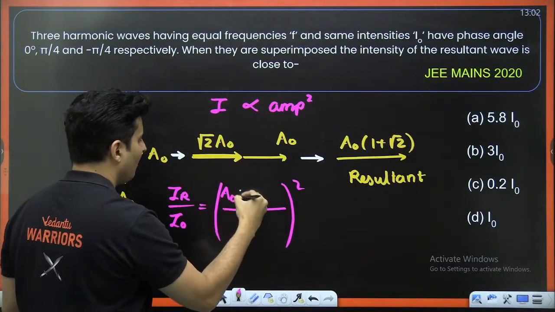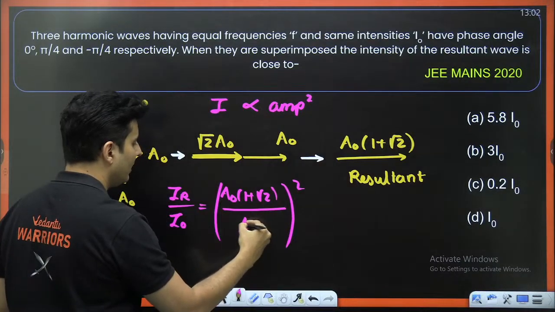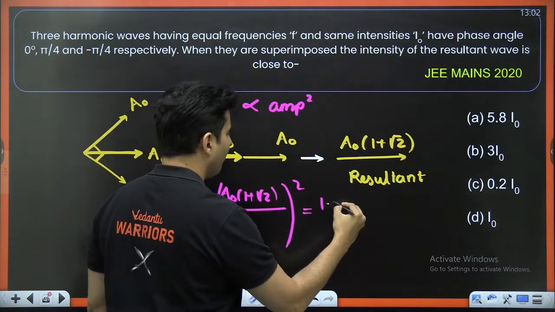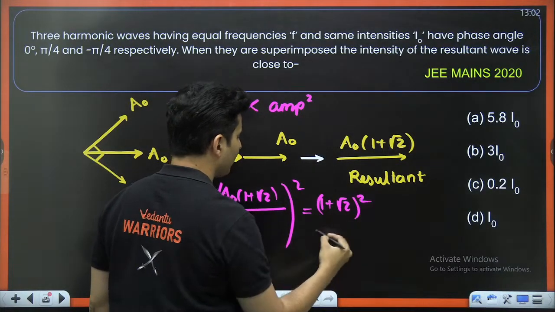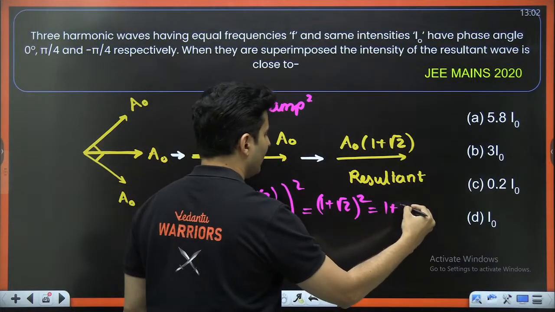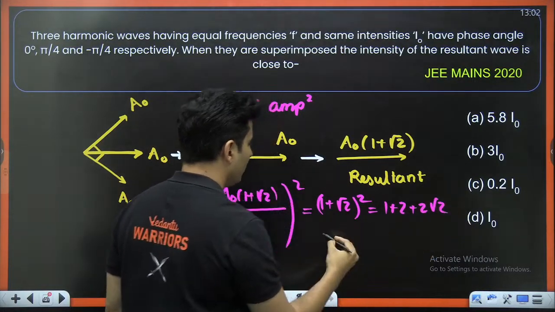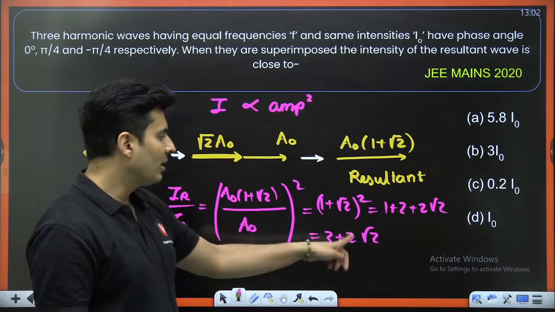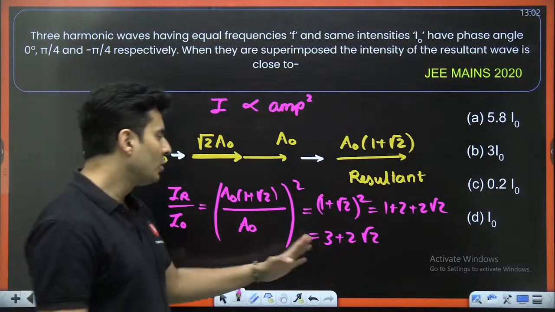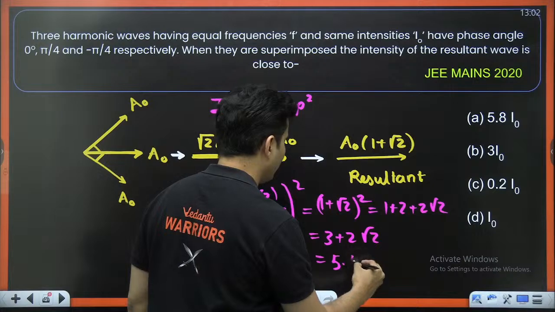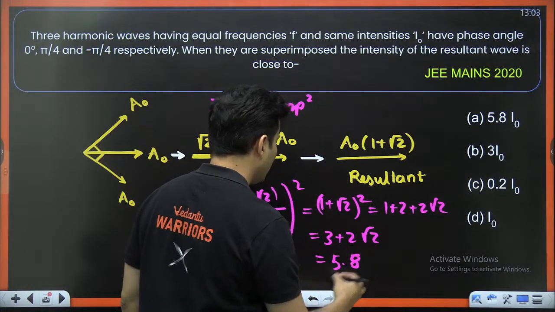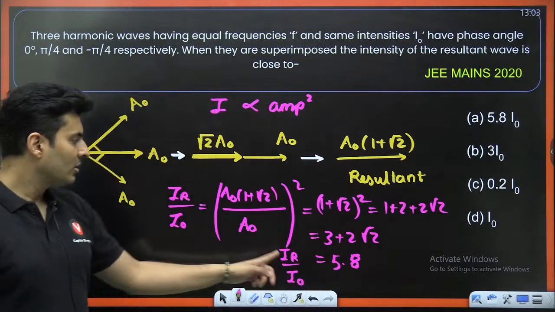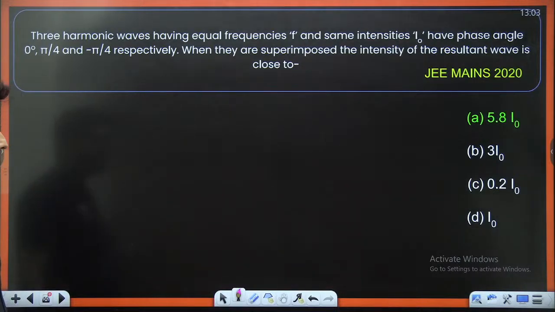Amplitude is A naught times 1 plus root 2, and the original amplitude was A naught only for any of the waves. A naught cancels, so this will become 1 plus root 2 whole squared, which is nothing but 1 plus 2 plus 2 root 2, which is 3 plus 2 root 2. Root 2 is 1.4. 1.4 into 2 is 2.8. 2.8 plus 3 is 5.8. So 5.8 is the ratio of the resultant wave's intensity upon the original wave's intensity. So IR will be 5.8 I naught, which is option number A.